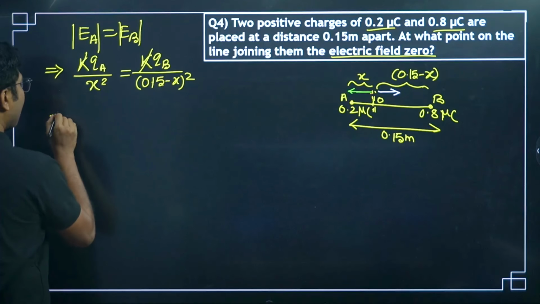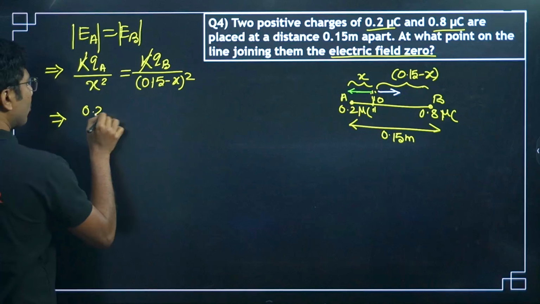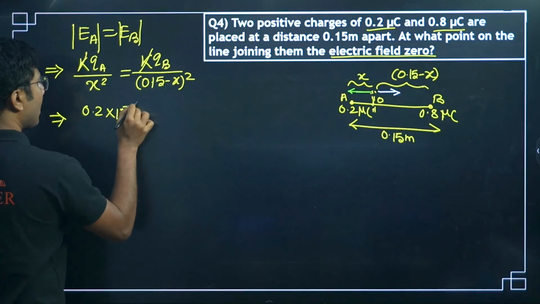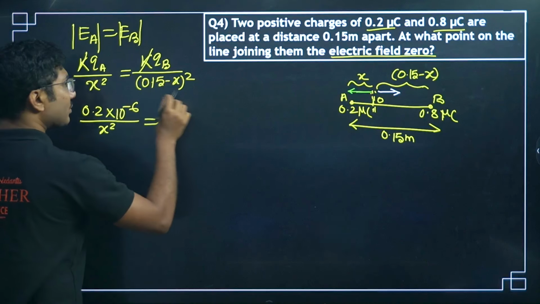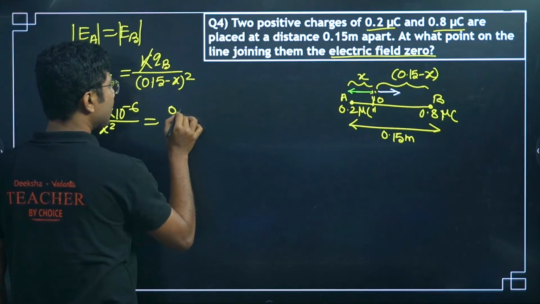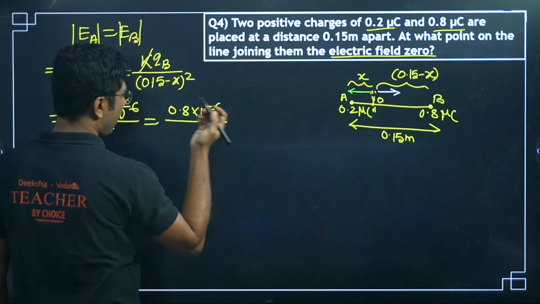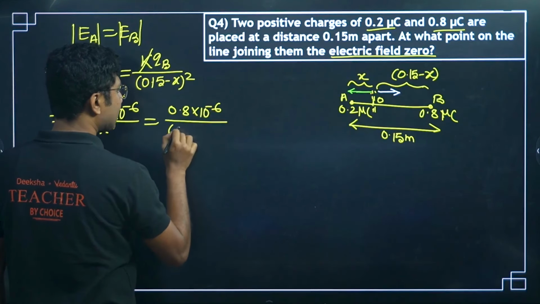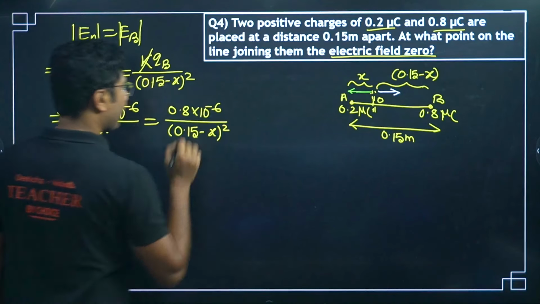Now let's put the value of QA. What is QA? QA is 0.2 microcoulomb. Micro means 10 to the power of minus 6, over x square, equals, what is QB? QB is 0.8 into 10 to the power of minus 6, microcoulomb. Obviously microcoulomb means 10 to the power of minus 6. So over 0.15 minus x whole square.